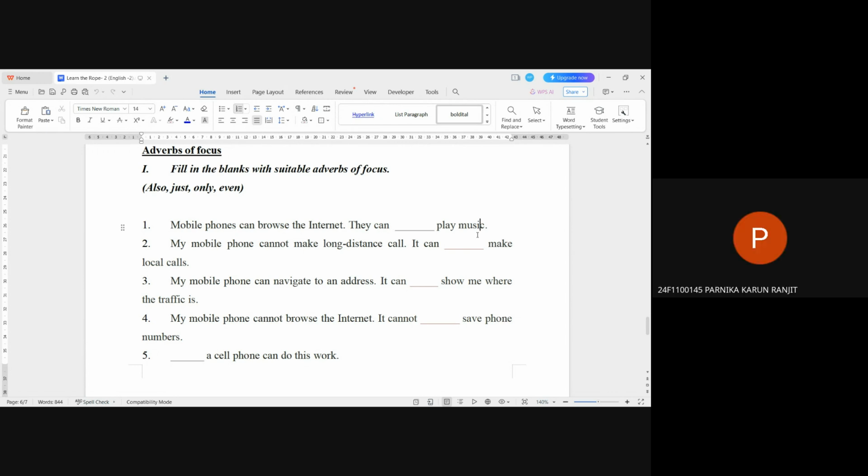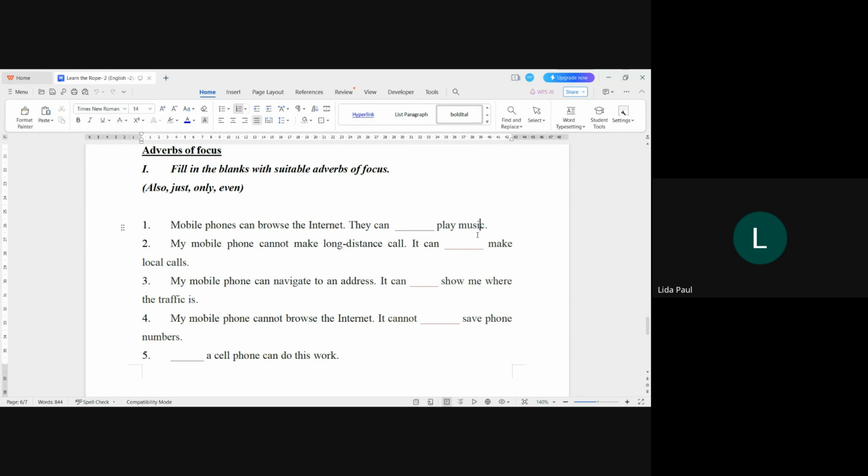Even? They can even play music. So when I use "they can also play music," the meaning is of additive quality. Along with the ability to browse the internet, what additionally can be done using a mobile phone, playing music, is shown by "also." When we change that to "even," what is the meaning produced?